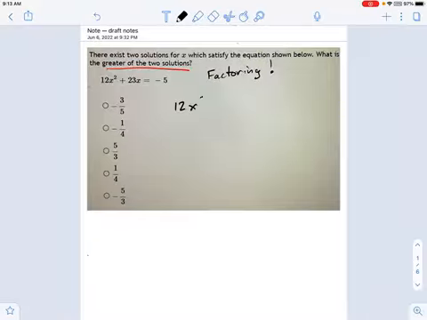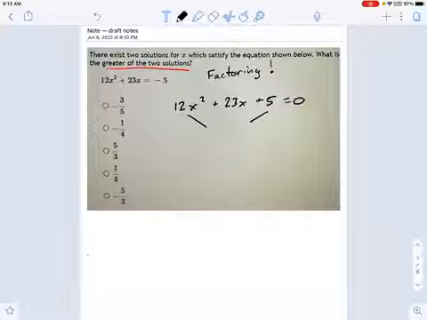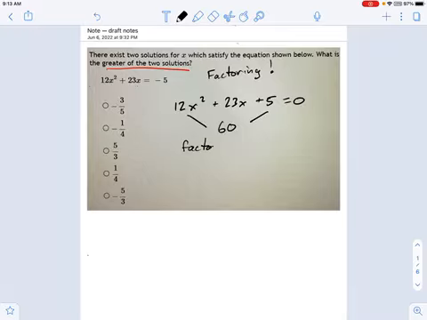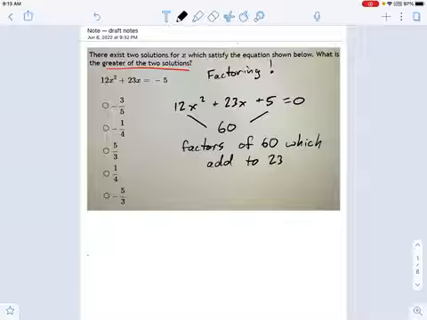First, I rearrange 12x squared plus 23x plus 5 equals 0. Okay, so I added 5 to each side. I got 0 on one side. Now I'm ready to factor. And I pull down the 12 and the 5, multiply them together, and get 60. And now what I'm looking for is factors of 60, which add to 23.